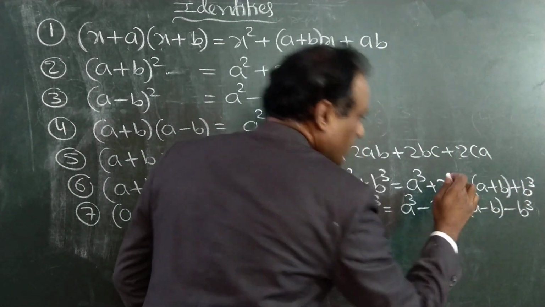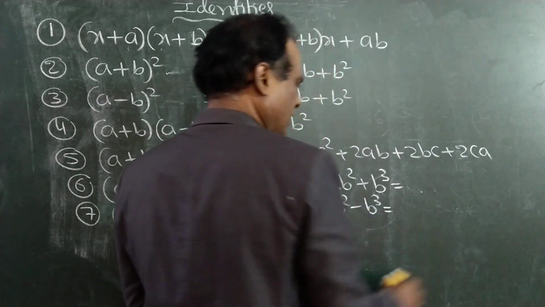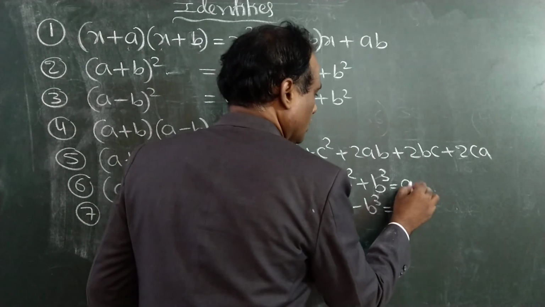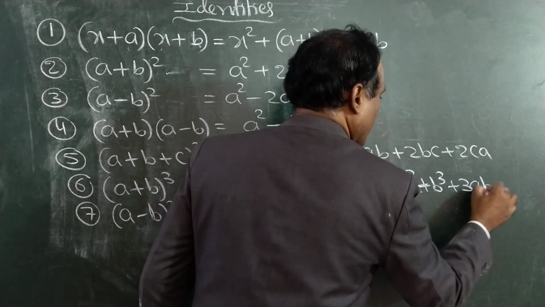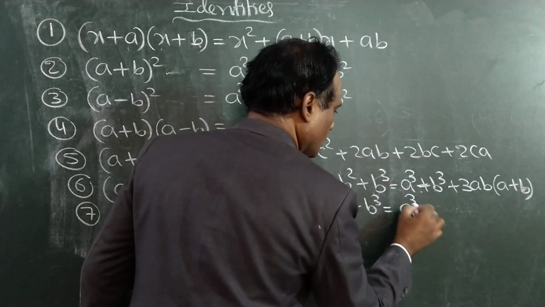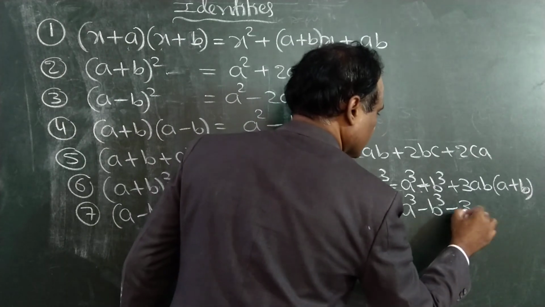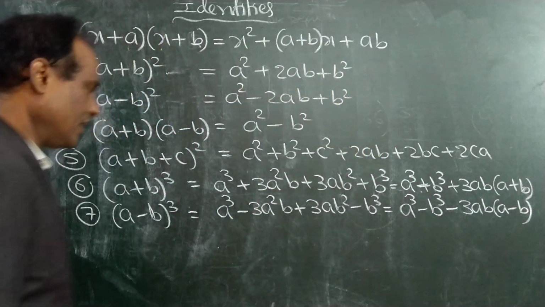I will write b cube here. After that, I will write 3ab. Same formula. I will write b cube here and take 3ab common, (a plus b). Same. Because I want to keep a cube, b cube side by side.